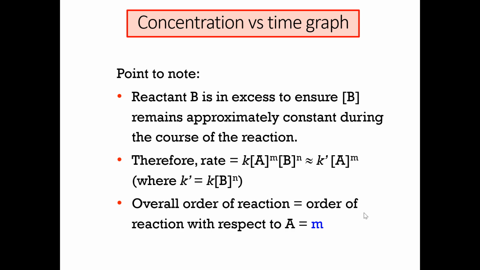But in the event that I have three chemicals reacting together, then I will need to make the other two in large excess so that I can look at one of them. Okay, that's quite simple, easily understood, right?